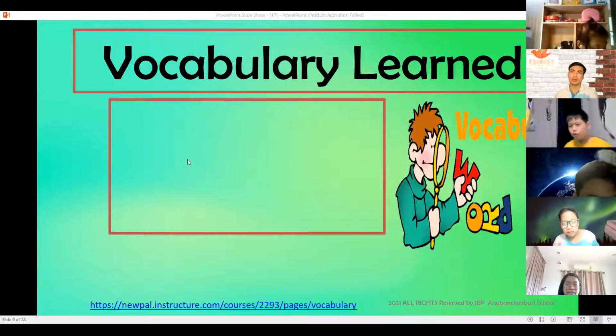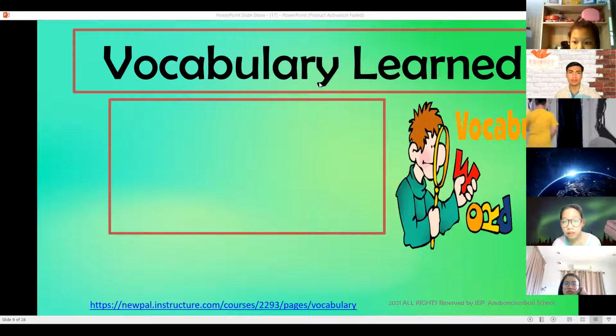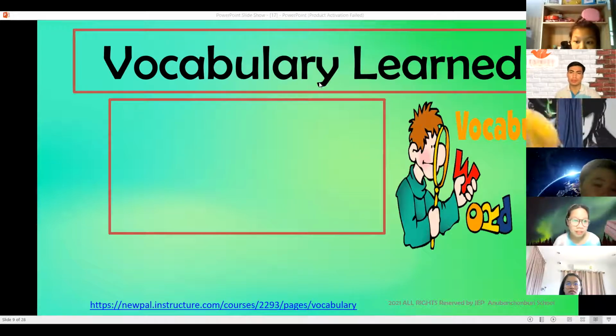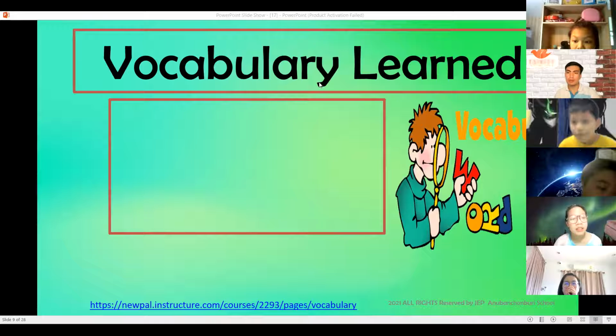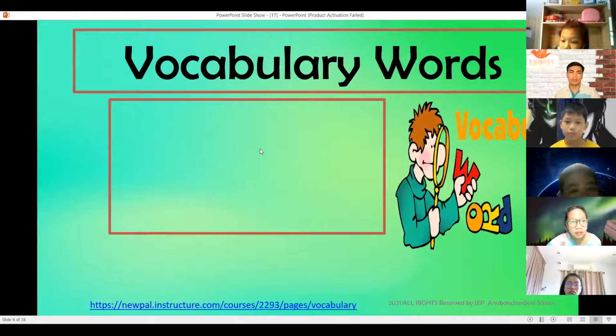Okay, so this will be the vocabulary words that will be part of our study this afternoon. Again, our topic for this afternoon is all about landforms. These are the different shapes that we can see around us.